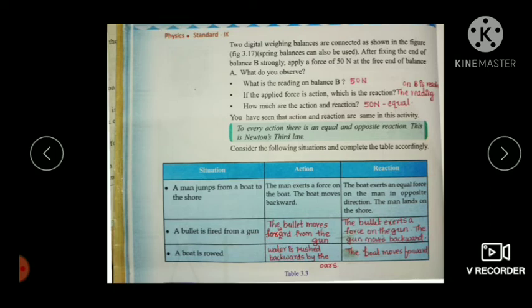Action and reaction are equal and both of them are in opposite direction. So to every action there is an equal and opposite reaction. This is Newton's third law of motion.